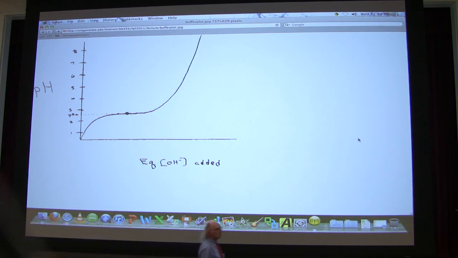Every buffer plot is going to look like this. Okay? This is a visual image of what a buffer is doing. It's resisting a change in pH at a certain range. The maximum resistance is right here, where pH equals pKa, and that's another important concept. Not only is pKa the pH at which a buffer has equal salt and acid, it's also the place where there's maximum resistance to change in pH. We have maximum buffering capacity.